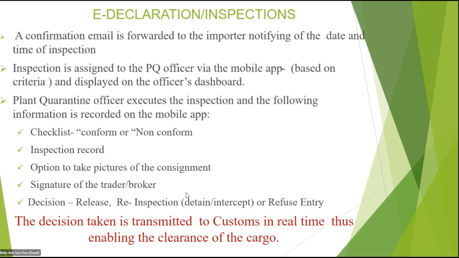This is necessary to objectively verify that the inspection was conducted at a particular location and the results of the inspection. Again, on the tablet, the officer can make the following decision. He can release the shipment, or do a re-inspection if a detention is necessary, or refuse entry. With the mobile app, the decision taken is transmitted to ASYCUDA or customs in real time, thus enabling the clearance of the cargo.